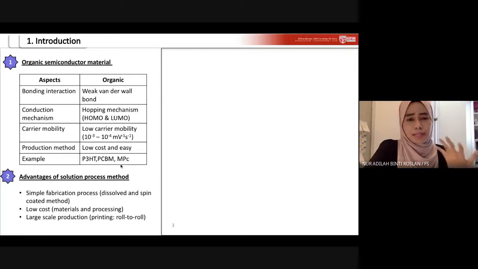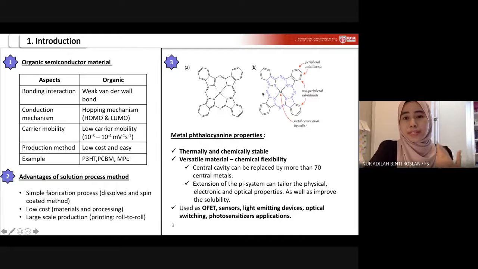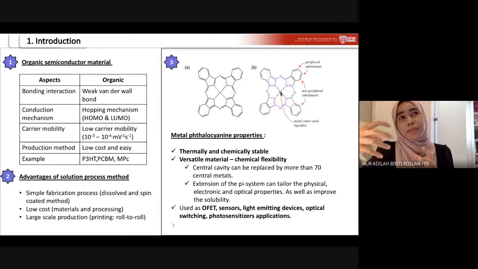So what is the interesting part of the MPC that I really want to study? You can see this is the molecular structure of the metal phthalocyanine. At the central cavity, it consists of a metal atom. Basically the metal atom here is what makes up the name of the molecular structure. For example, if we use the copper atom, the name of the material will be copper phthalocyanine. If we use zinc, it will obviously be zinc phthalocyanine.